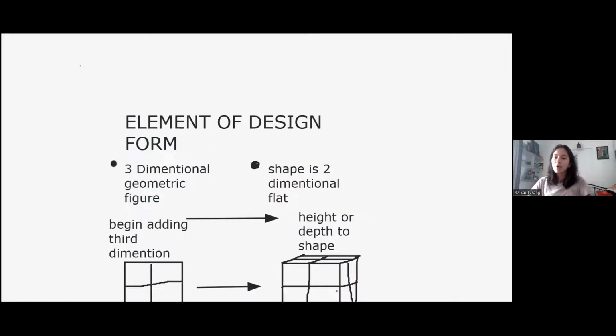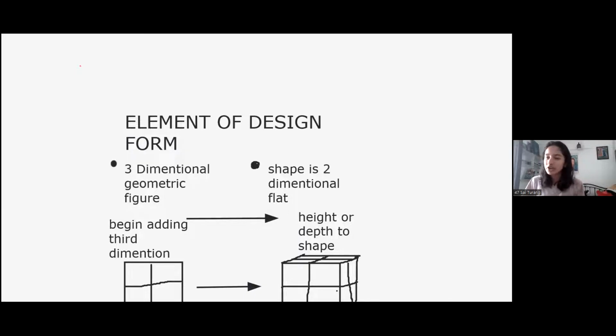So, what is form? Form is an element of design. Form is a three-dimensional geometrical figure. And it is very different from the shape we have learned in this video earlier. You'll see it right here somewhere. Okay, so go see the video to know even shapes.